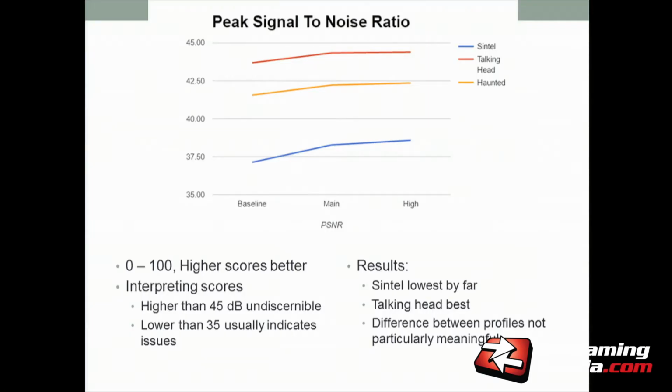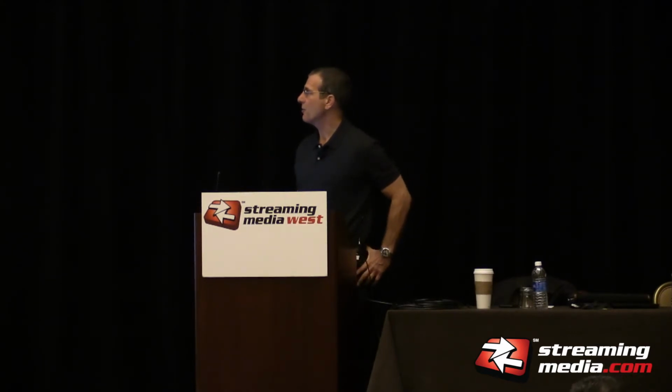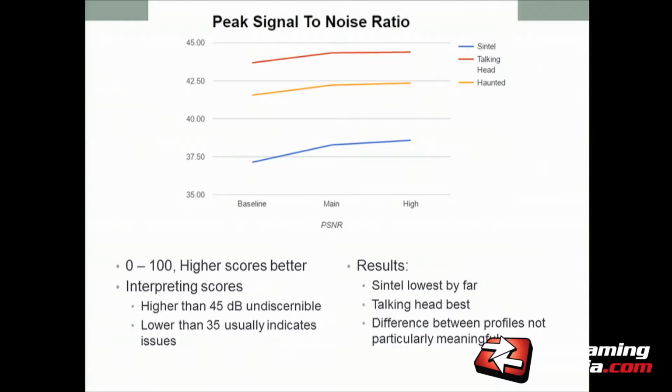So what are the PSNR results? Again, higher scores are better. So the talking head video, no surprise, that's the highest quality video. The haunted video is a video I produced for a haunted house, an advertising video for them. It's kind of movie-like production, a lot of different cuts, a lot of different high and low motion. And then Syntel is the Syntel animation. We've all seen the Syntel animation from Blender on the internet.